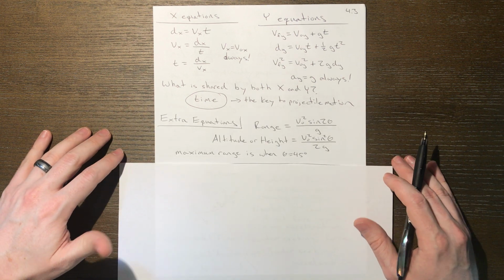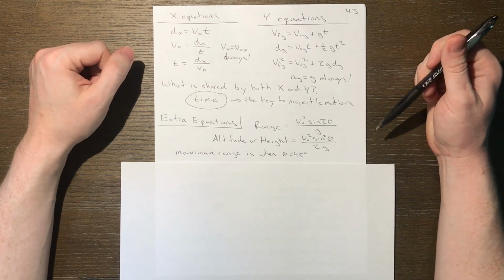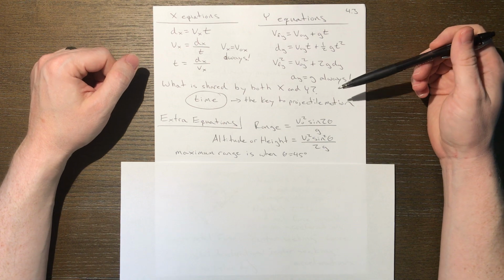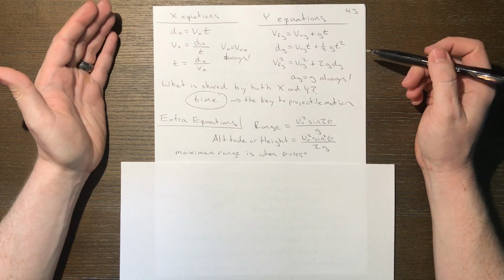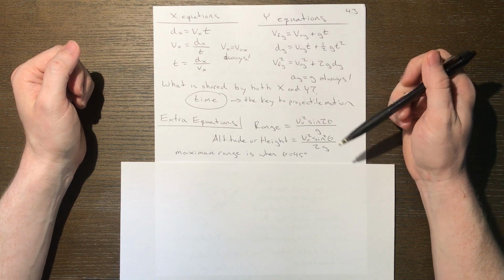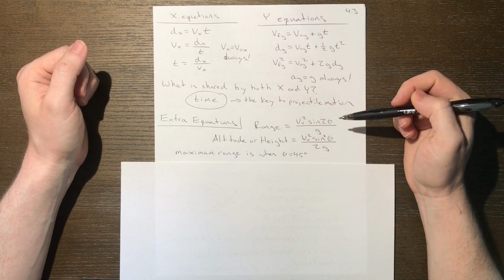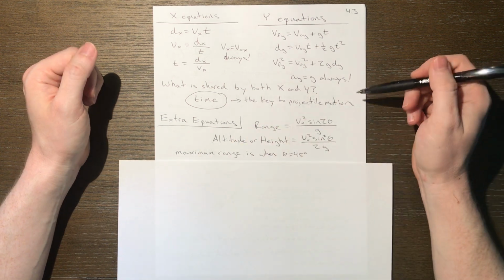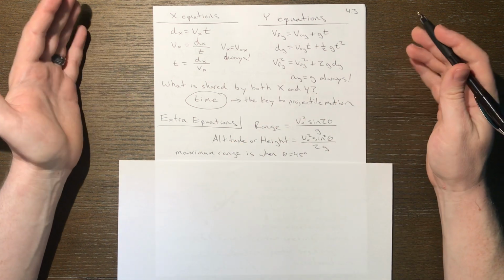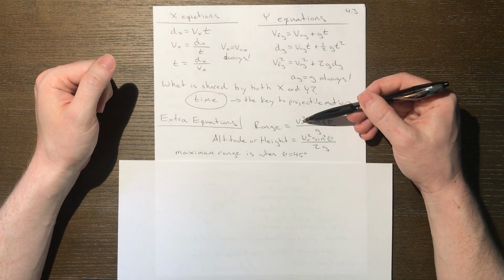I do have some bonus equations. You do not need to know these, but I figured I would show them to you for those of you who are curious. You can take these equations and you can combine them and predict things like the range a projectile might travel. This is in the x direction. How far in the x direction will it travel before landing back at the height it was fired? And that is determined by the velocity squared.